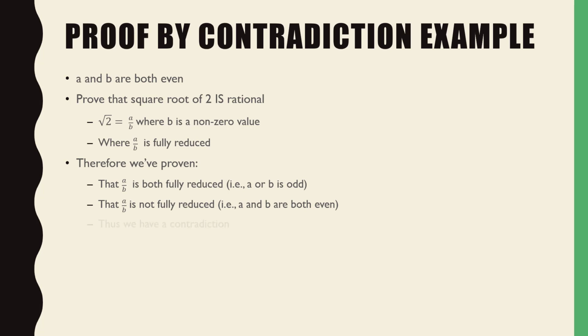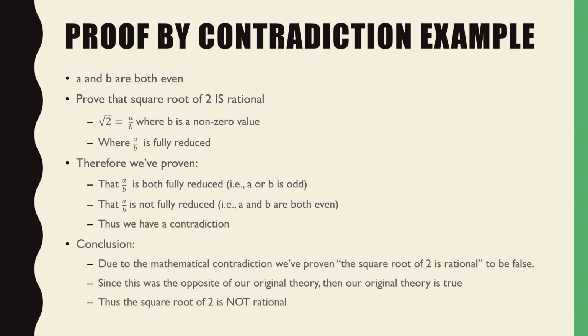Thus, we have a contradiction, and then you can read the conclusion there. Due to the mathematical contradiction, we've proven that it is not rational. That's a proof by contradiction. We feel okay about that? All right. Questions?